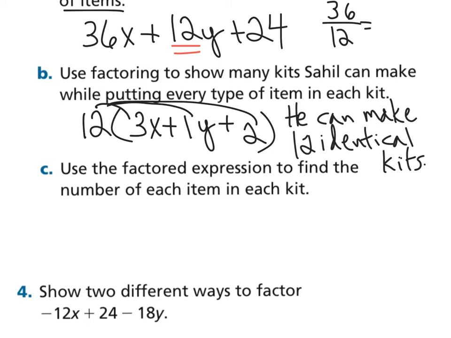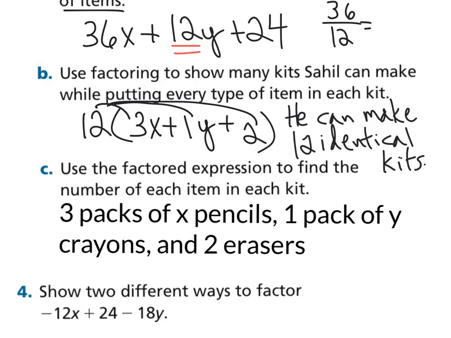Okay, he could make 12 kits. Each of those kits would have 3x pencils and 1y crayons and 2 erasers in them. Okay, that's not an exact number because we don't know what x and y are equal to, but that's how that would kind of work. And then part C, find the number of each item in each kit, is what we were just mentioning there. So that would be 3 packs of X pencils, 1 pack of Y crayons, and 2 erasers.